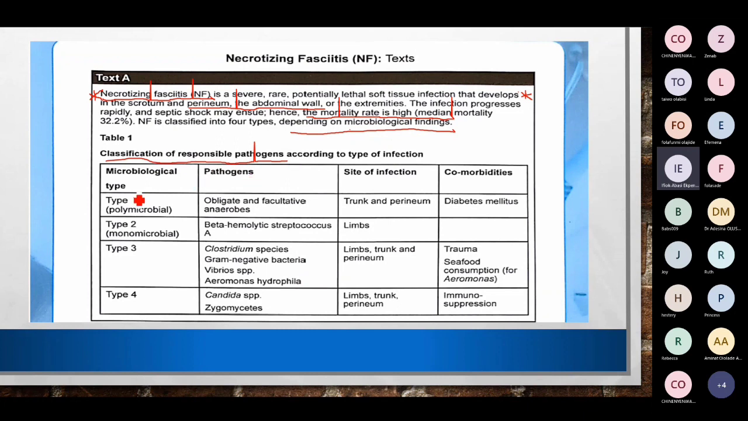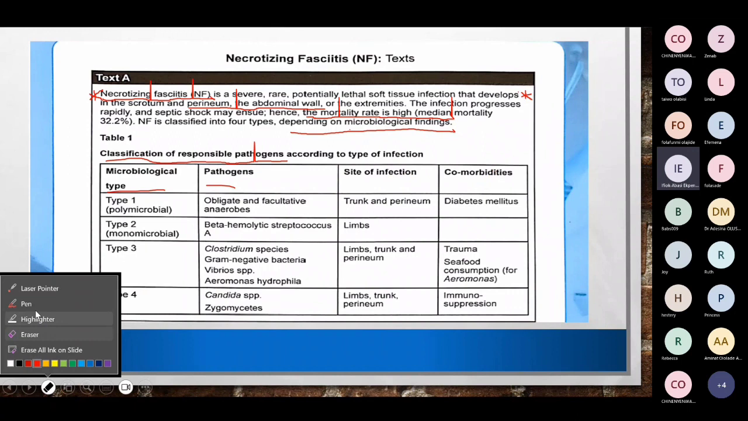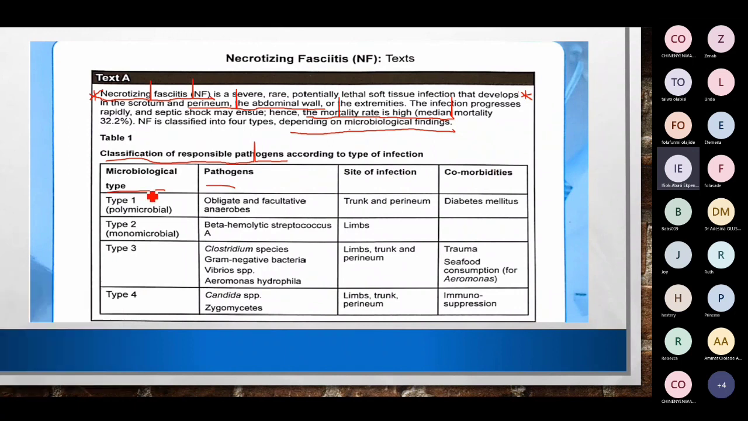Now, the next thing we look out for is the distinct components of the table. We can see microbiological type, pathogen, site of infection, comorbidities, if you just want to look up. You can run your eye across like this, but we are still going to read it in a zigzag manner. So we can see microbiological type.